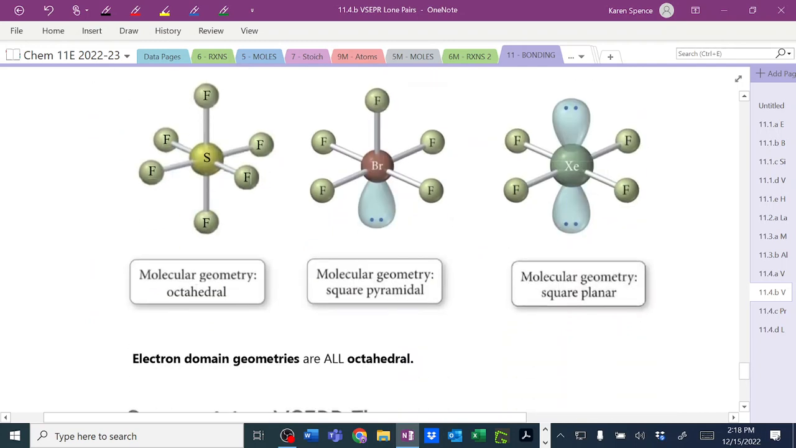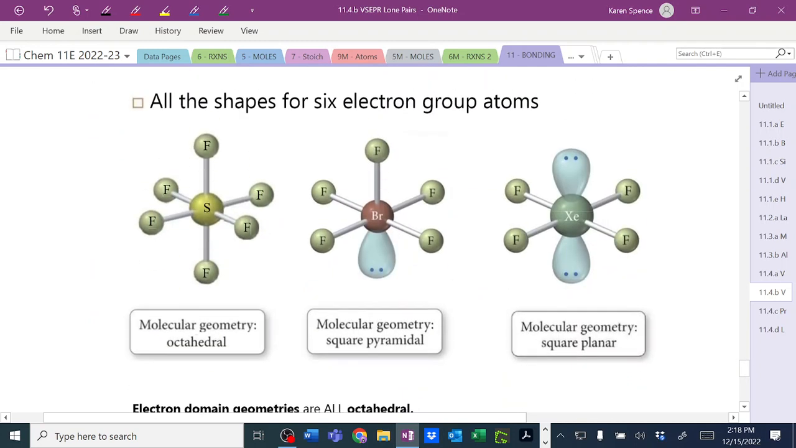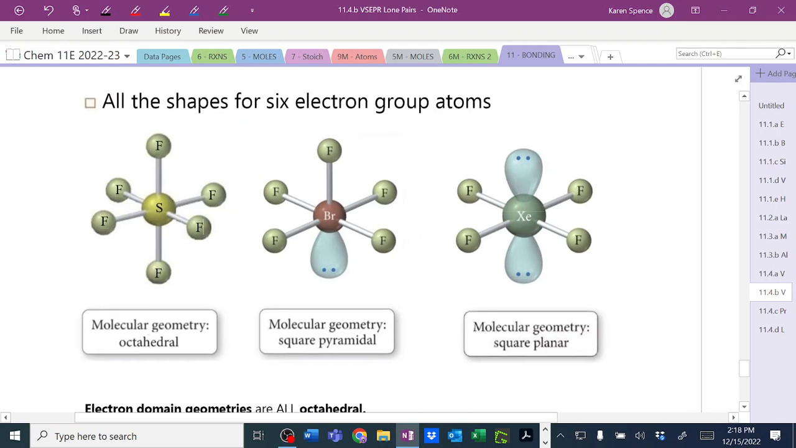So here are all the shapes for 6 electron groups. We don't get more than 2 lone pairs. So there's fewer shapes actually than for the 5 groups. So we have octahedral, we have square pyramidal, and then we have square planar.